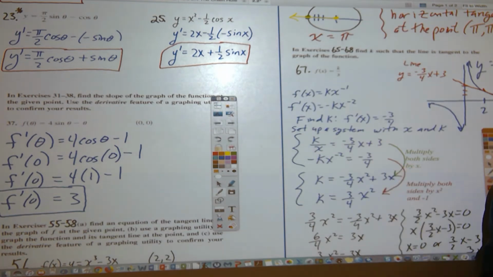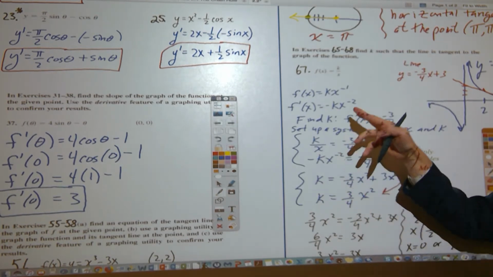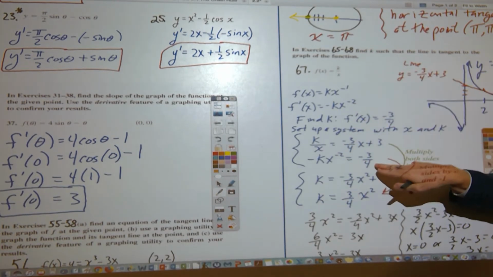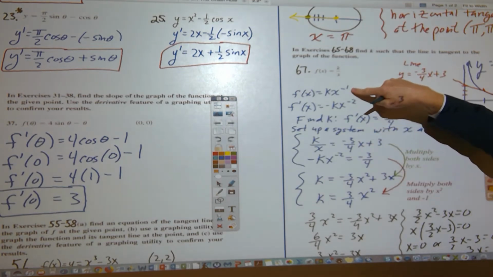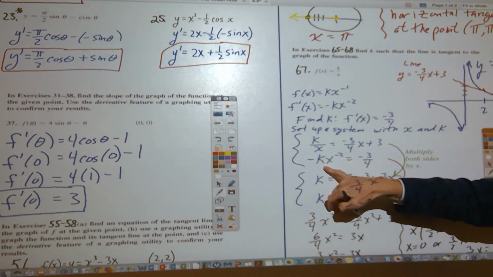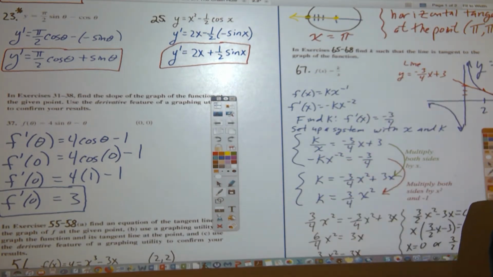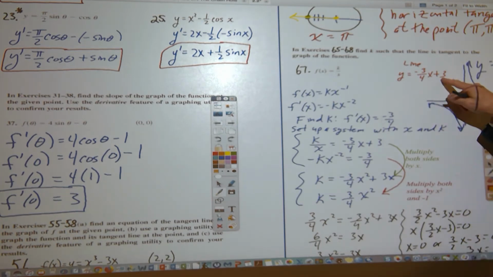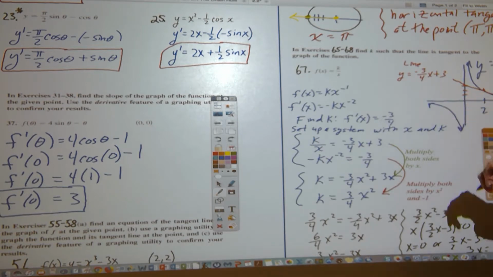So you didn't find the prime of... the derivative, not the prime, we call it the derivative. We found the derivative of the line, which is negative 3/4, and the derivative of k x to the negative 1, which is negative k x to the negative 2. Yes? What happened to the 3 in the derivative? Because that's what confused me. Well, when you take the derivative of a constant, you get 0. Oh, okay. Further questions?